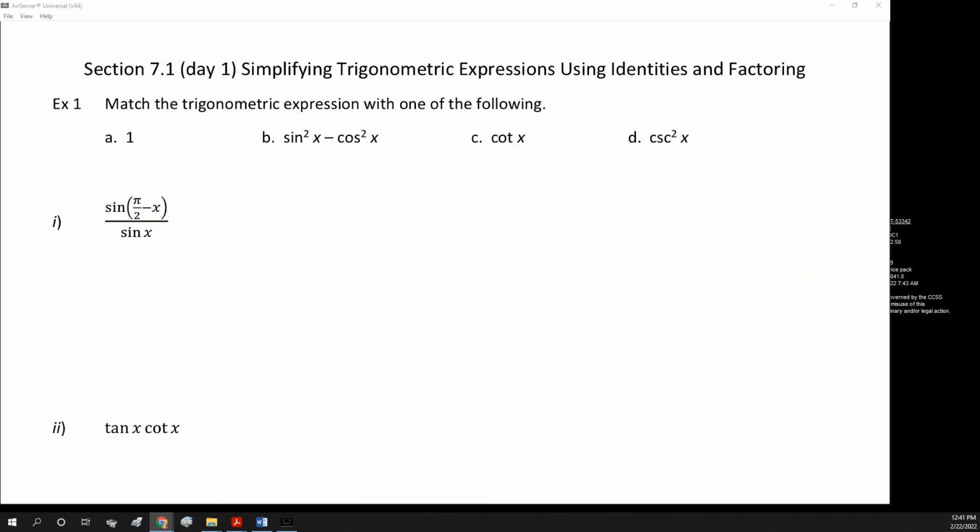Okay, so what we're going to do is we're going to be using those formulas and identities to simplify trigonometric expressions. So we're just going to take them and use them to write it in a simpler way. And so the first example is matching. So I have some choices, these 4 are going to end up being one of those 4 answers. So let's just start with 1.